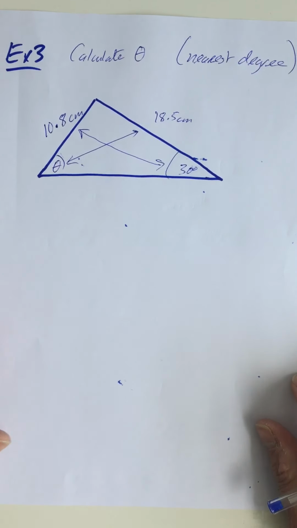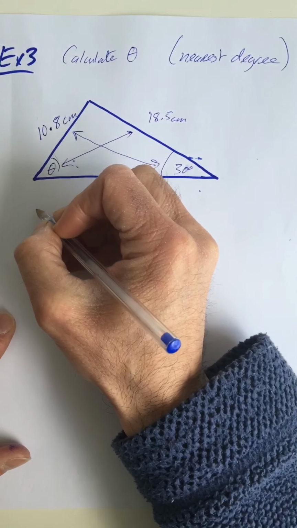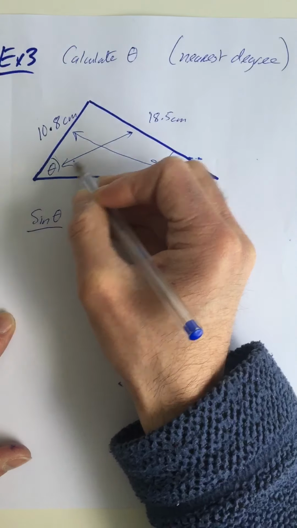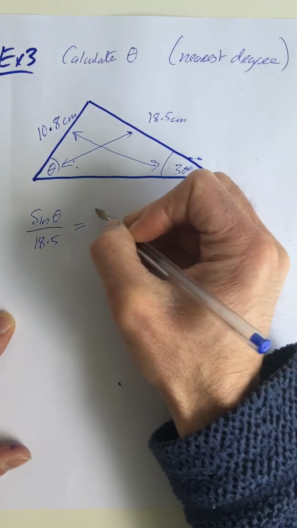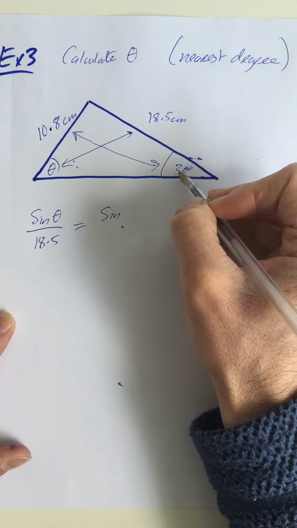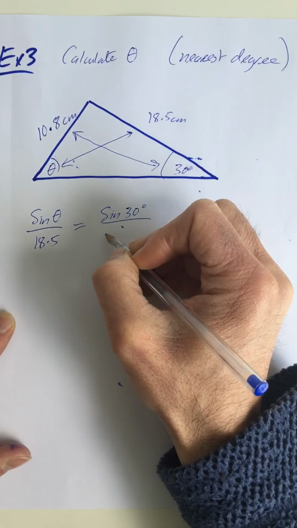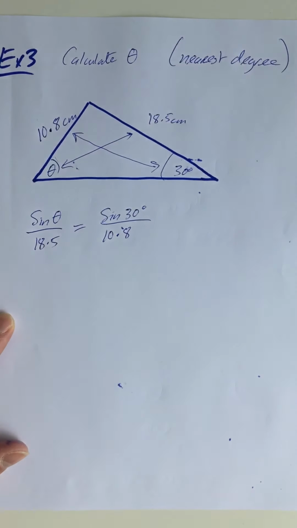So here, I'm going to jump straight in. I'm not going to bother with A's, B's and C's. I'm just going to start off with theta. So I'm going to say the sine of angle theta divided by its side, which is 18.5, is equal to sine of a different angle that we know, 30 degrees, divided by its side, which is 10.8. And we have an equation.